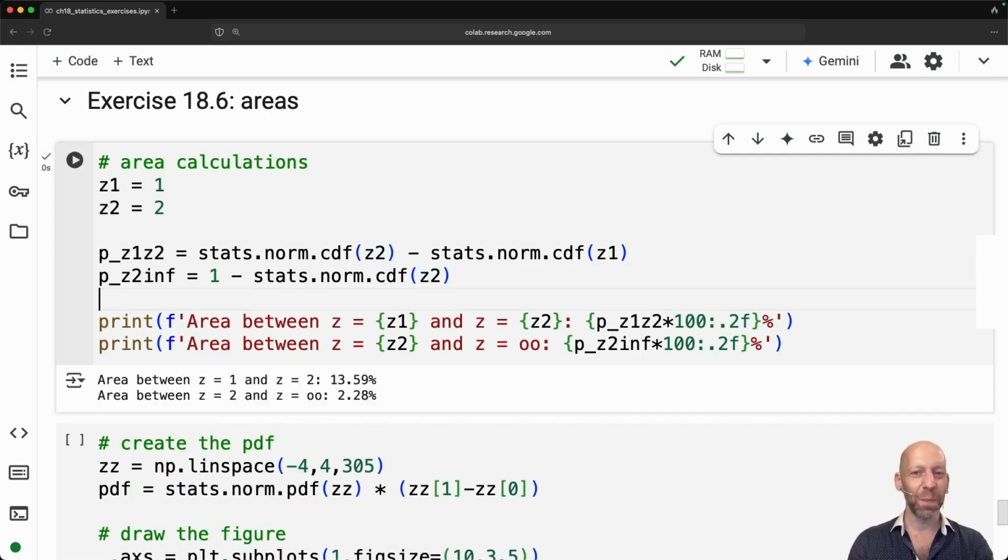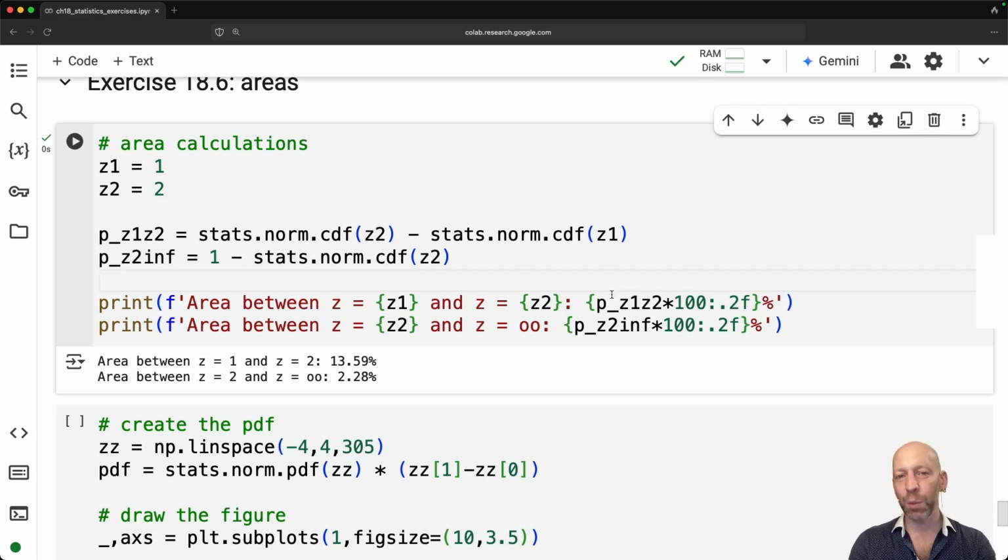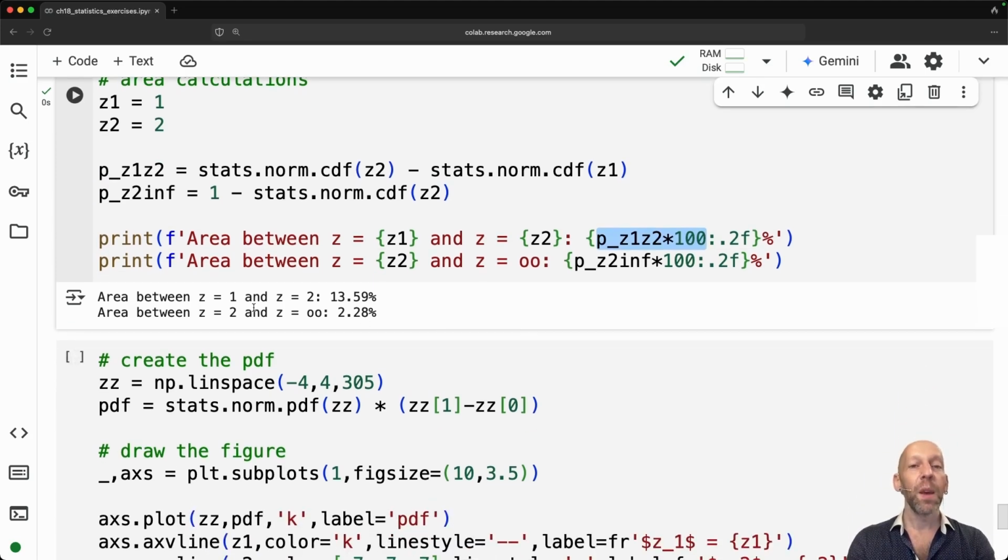I assume you're doing a drum roll. Here I have converted this into percent, basically just by multiplying by 100, very straightforward. So we find that the area between 1 and 2 is 13.5%, let's just call it 13%, and between 2 and infinity is 2%. So in fact, the area under the normal distribution between 1 and 2 is 6 times greater than the area between 2 and infinity, even though infinity is infinitely larger than the distance between z equals 1 and z equals 2.